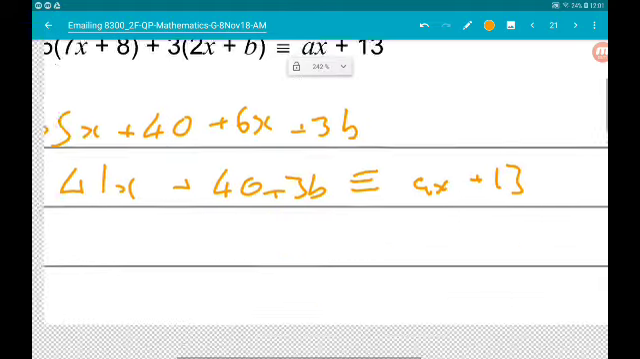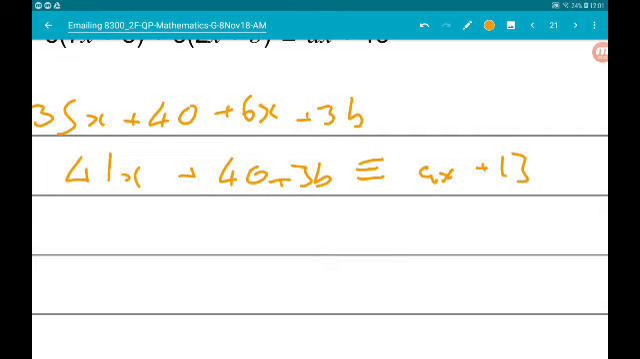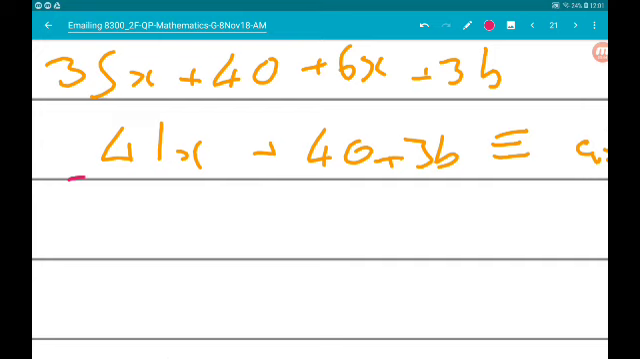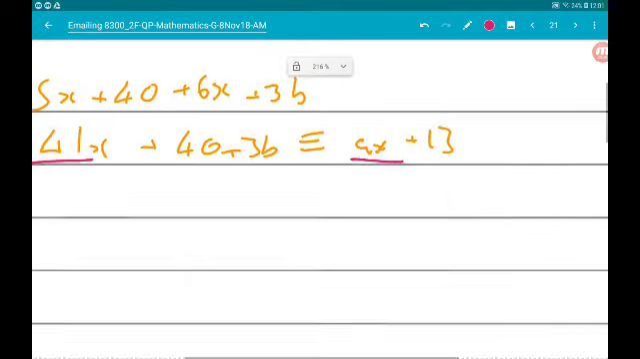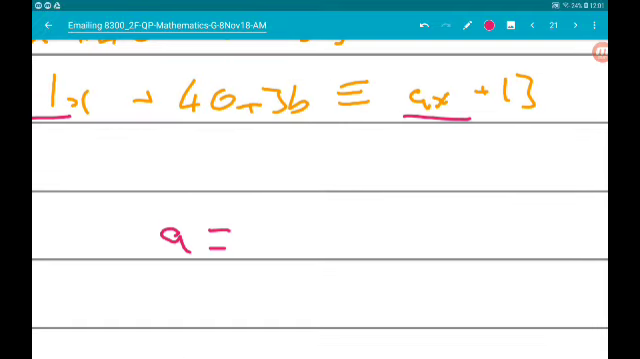So what does this identity mean? It means we have to have the exact same amount of x on both sides, and we have to have the exact same constant on both sides. Constant means a term without x attached. So looking at the x terms first, we've got 41x there, we've got ax on the right. That means a has to be 41 because we need to have the same amount of x.